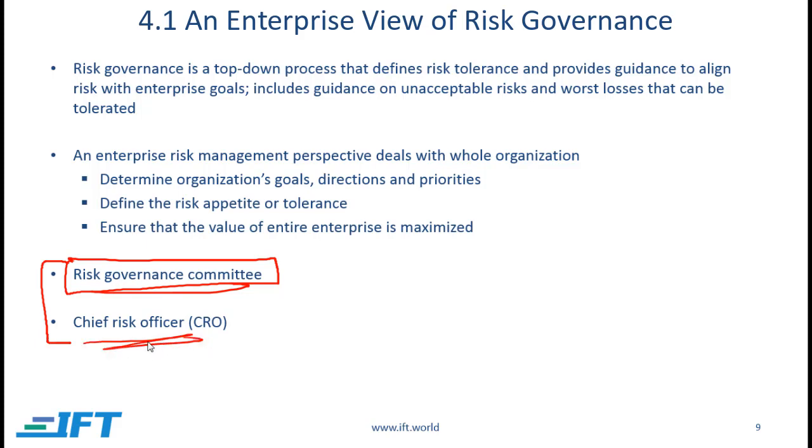Another important element of risk governance is the formal appointment of a responsible executive as the Chief Risk Officer. This officer should be responsible for building and implementing the risk management framework for an organization.